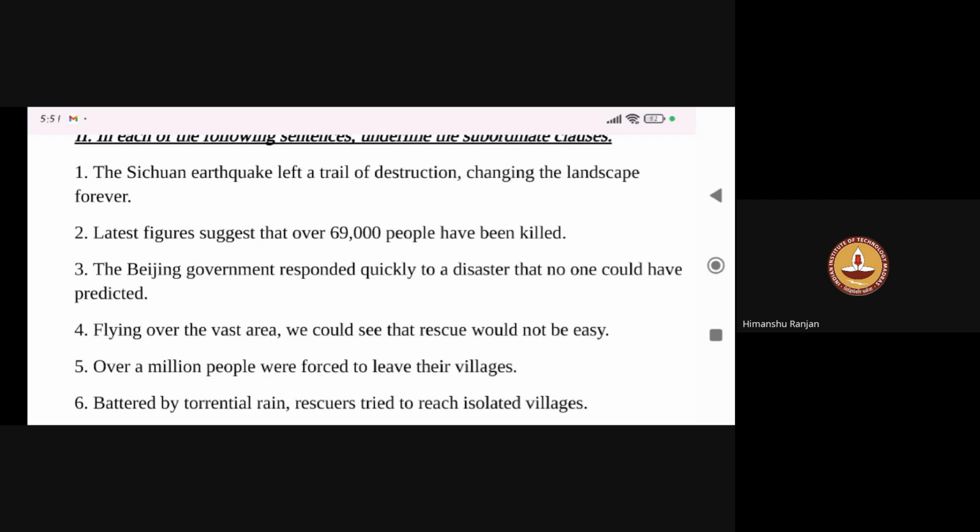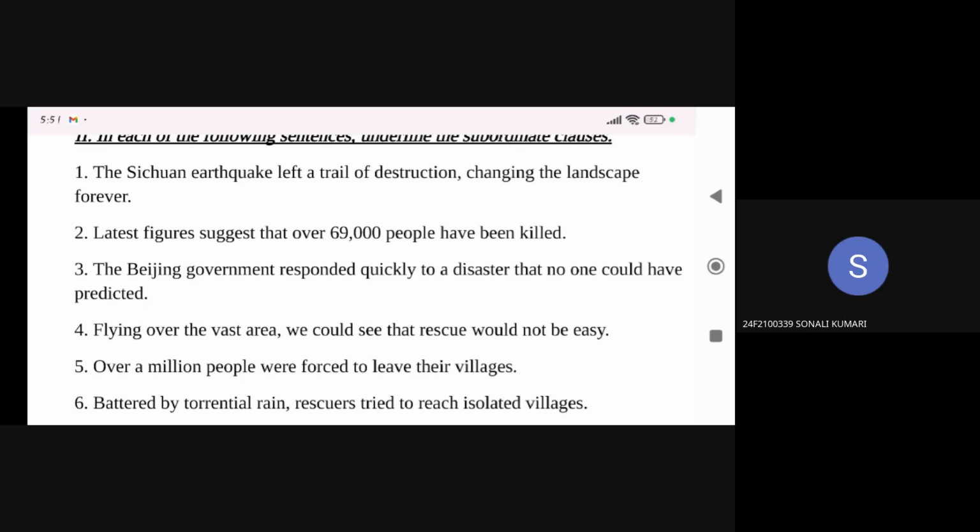Right. Fourth one, flying over the vast area, we could see that rescue would not be easy. Flying over the vast area, yes, that is one subordinate clause. And then there's another subordinate clause, which is that rescue would not be easy, right? Flying over the vast area is also a subordinate clause, right? And then the second one is that rescue would not be easy.